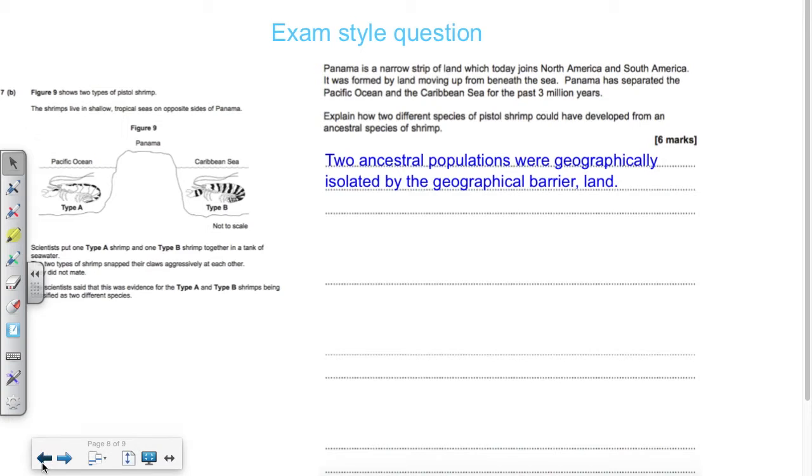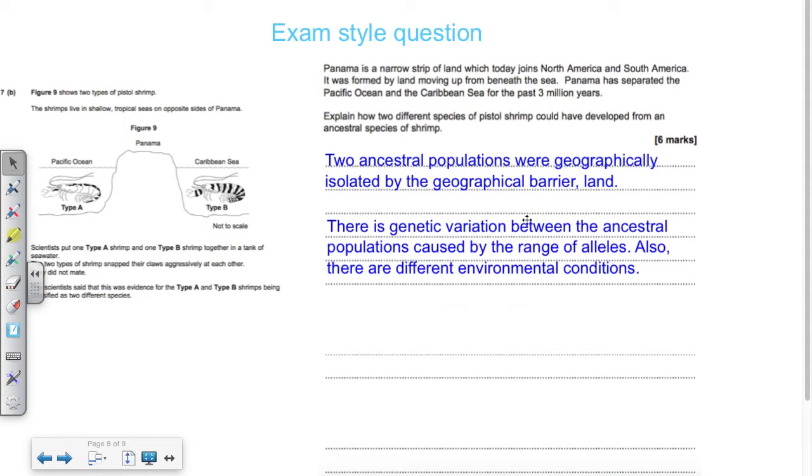Okay, so the second thing we talked about is genetic variation, and we say that there is genetic variation between the ancestral populations caused by the range of alleles. Also, there are different environmental conditions. So we said what genetic variation is and how it's caused. And the reason why we have to say this is because the command word here is to explain. And by explain, what the question is asking us to do is to state and then say why it happens. So we stated that what happens is genetic variation, and we say why it happens, because there is a range of alleles, and also we talk about the different environmental conditions.